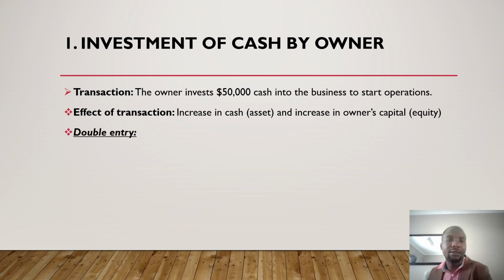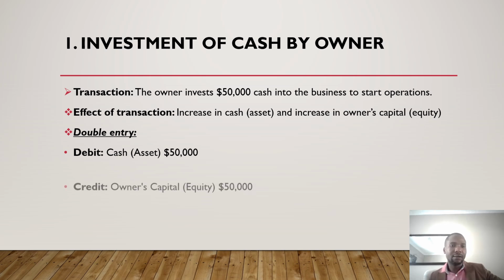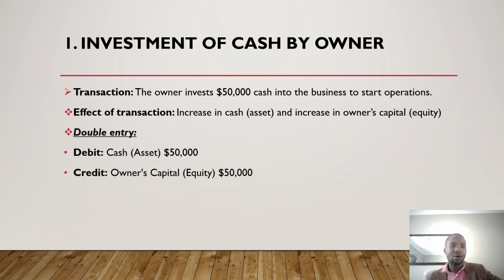So what will be the double entry for this one? If you remember the rules, an increase in asset account is a debit entry. Therefore, we're going to debit the cash account with 50,000. At the same time, an increase in owner's capital is a credit entry. Therefore, we're going to credit owner's capital account with the same amount.